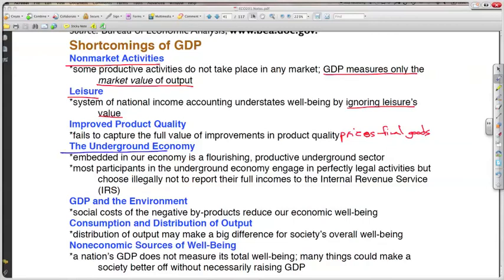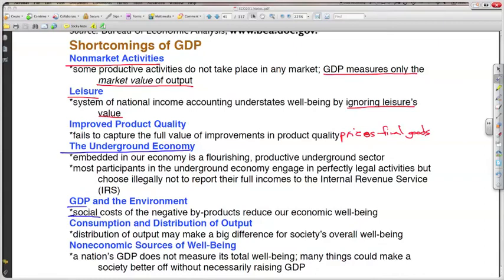This underground economy, I touched on it with the non-market activities. So we can't really measure it, right? Because we don't know how much of it's going on. We don't have the data for it.